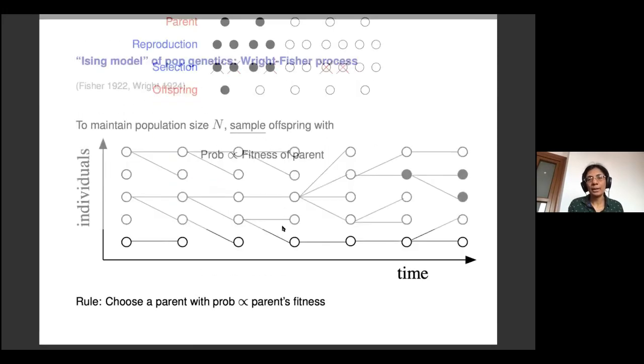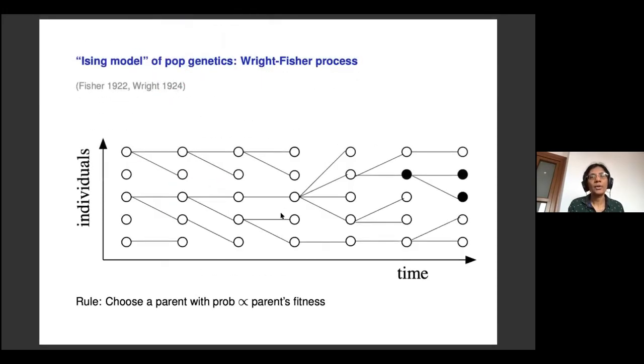Okay, so I'll come to that in a minute. Okay, so sorry, let me backtrack. I told you about mutation, selection, and drift, and I explained them separately, but one can put them all together in a single model, and that is known as the Wright-Fisher process. So if you open any population genetics book, this is perhaps one of the first things that you will see.